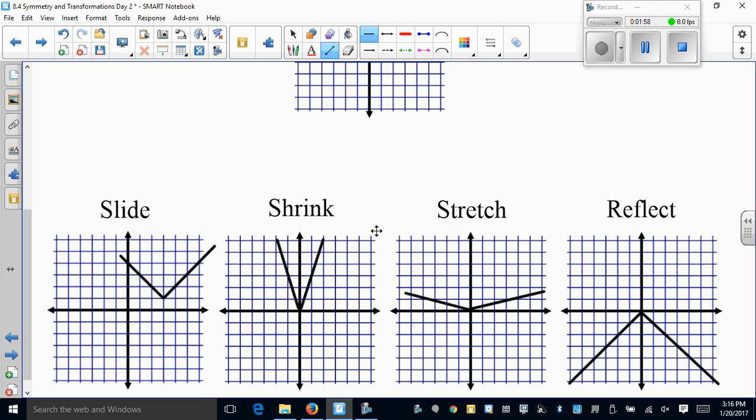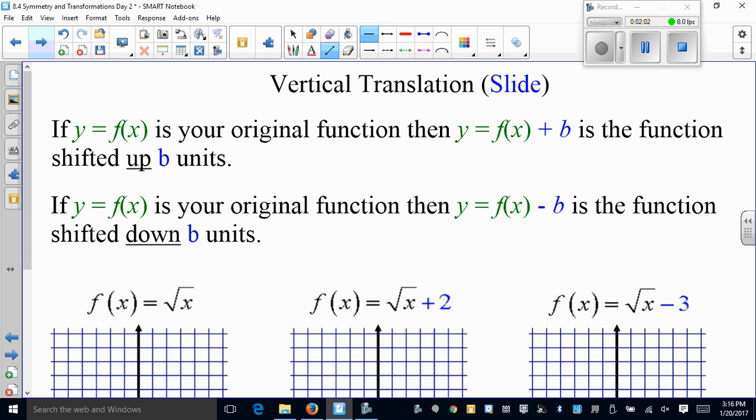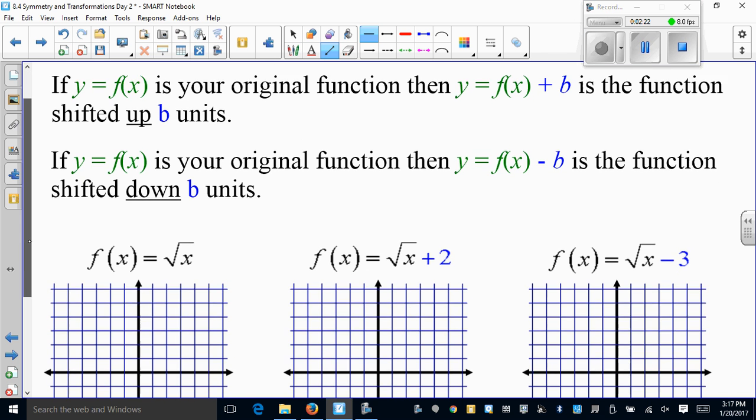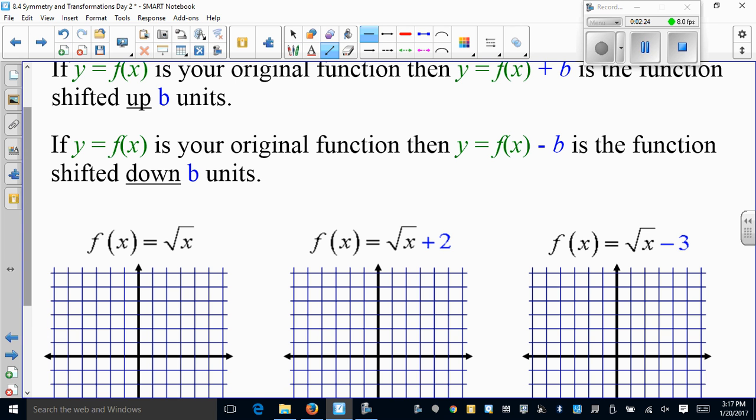Okay, so the first one we're going to look at is a vertical translation, or what they consider to be a slide. So y equals f of x is your original function, then y equals f of x plus b is the function shifted up b units. Excuse that interruption. I tried to get that pause button as quickly as I could. Now, if f of x is your original function, then y equals f of x minus b is the function shifted down.